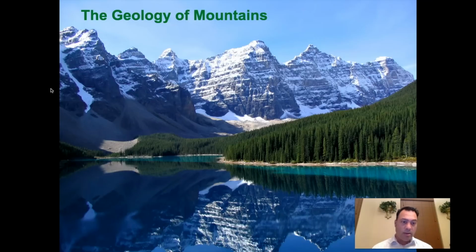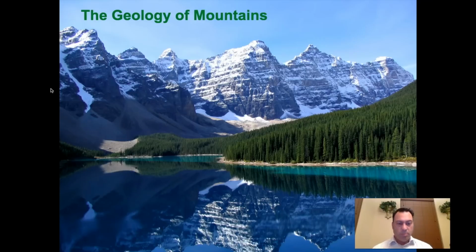In fact, the very top peak of Mount Everest, which is at over 29,000 feet, that's as high as airliners go. Those rocks are marine rocks. It's kind of mind-blowing.